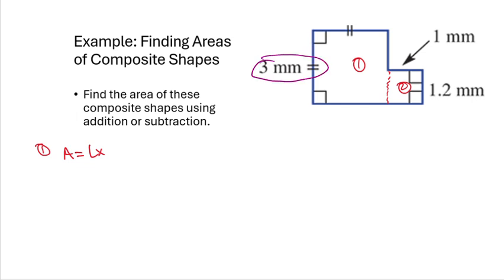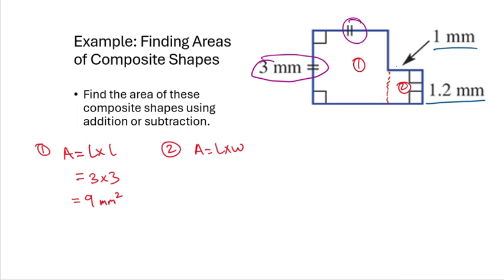So over here we have this double lined marking that's 3 millimeters. I have this one that's 3 millimeters as well. That means shape 1 is actually a square. So if it's a square, you just use the formula L times L, 3 times 3, that equals 9 millimeters squared.